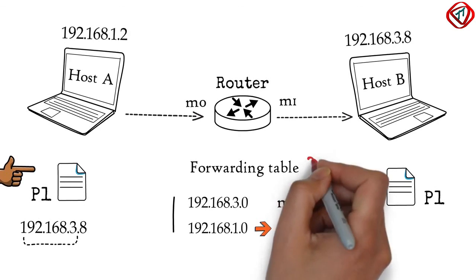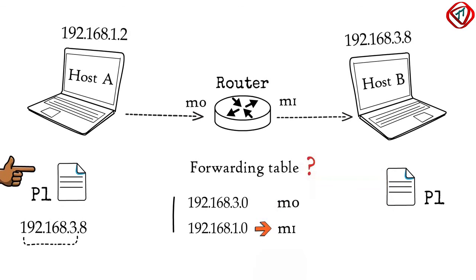But how are forwarding tables updated in the routers? They are updated automatically with the help of routing protocols. So in this way, packet switching occurs in computer networks.